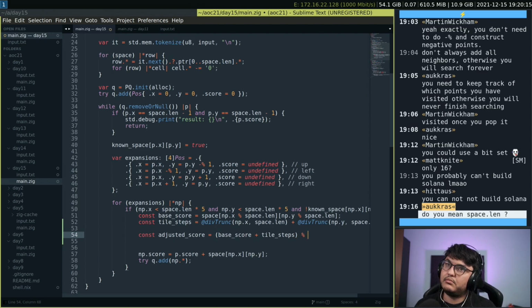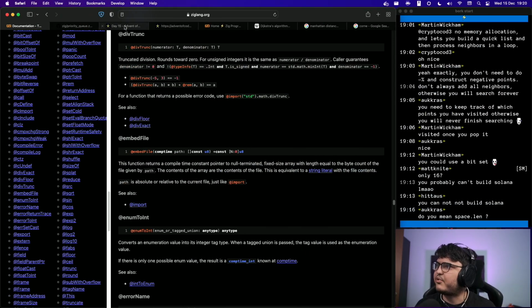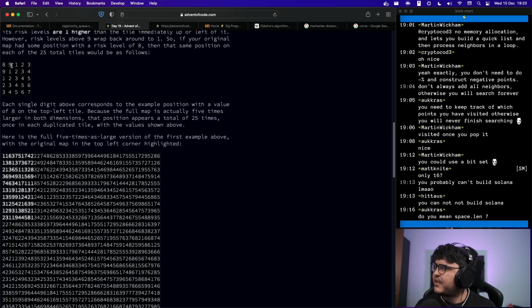Modulo 9. No. Is it modulo 10? 9 is a valid value, right? Is it or is it not? I'm already going mad. Yes. So it should be modulo 10?